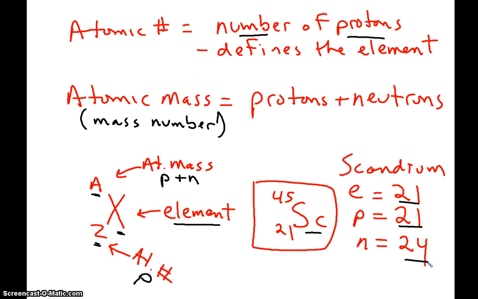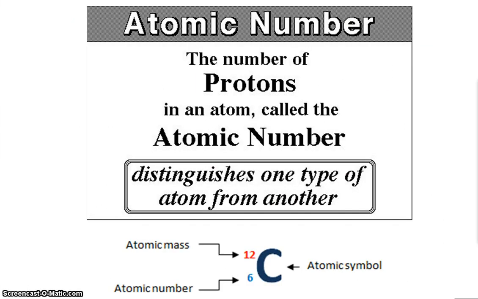So you need to be able to take the information from the periodic table in terms of the atomic mass and the atomic number and figure out how many electrons, protons, and neutrons an atom has. So again, just to rehash, the atomic number is the number of protons in an atom. It distinguishes one type of atom from another. Like I said before, it defines the atom.